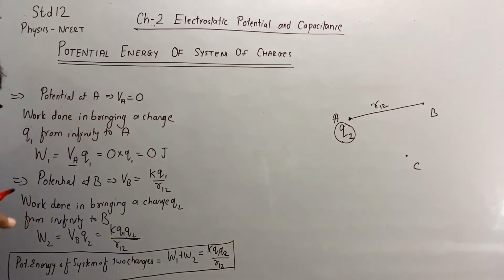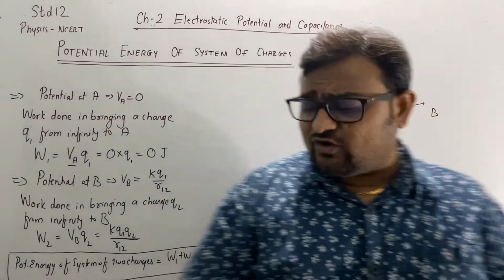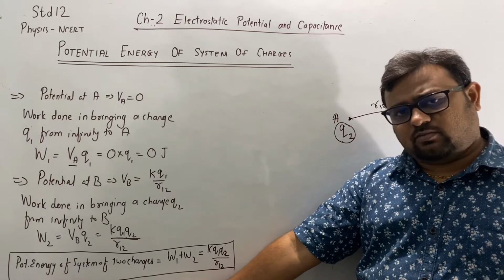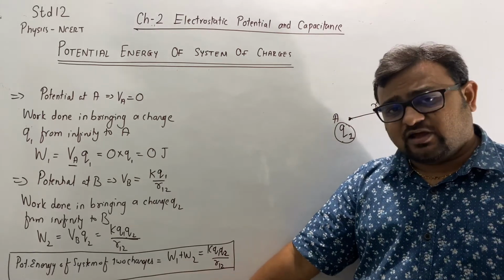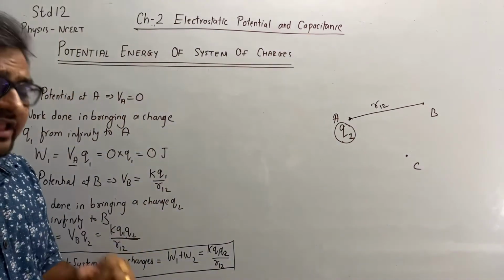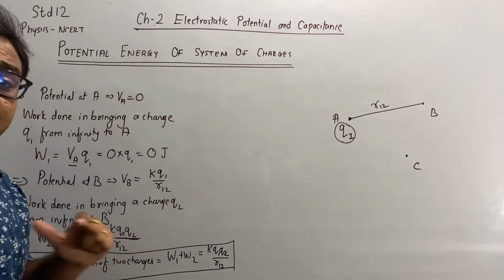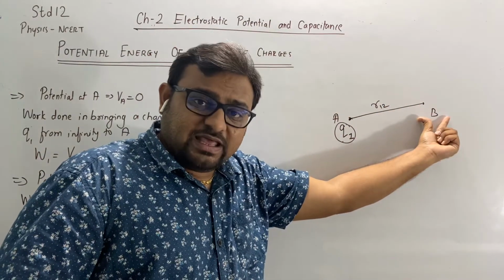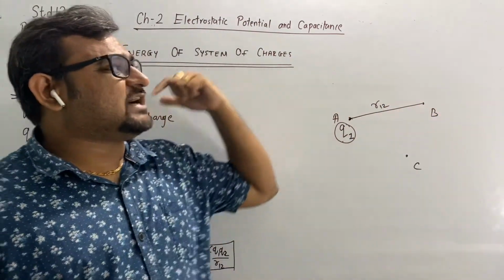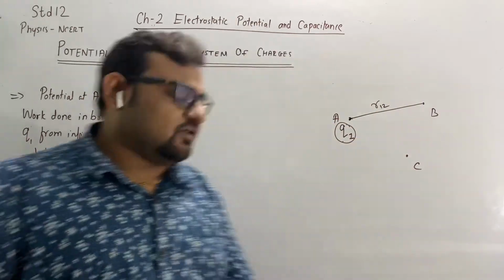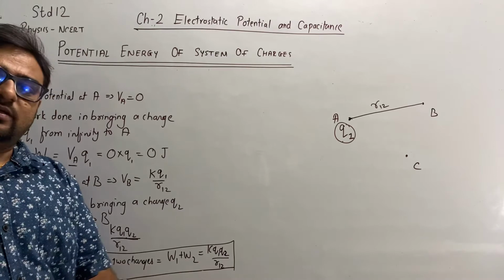Okay, so if the question is asked only for a system of two charges, then you have to end it here. Clear? Now, some important points. If I first bring the charge Q2 from infinity to B, and then bring charge Q1 from infinity to A, then also the formula will remain the same, right?